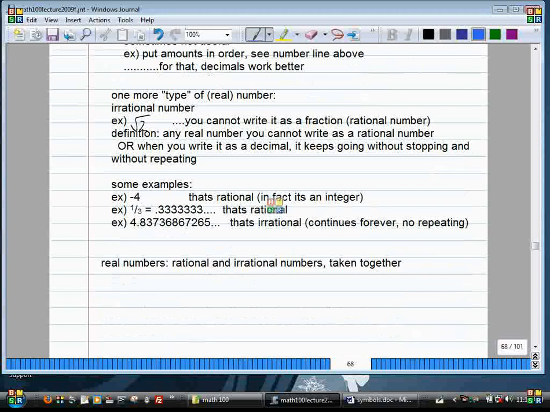Let me just put in a comment right now. Irrational numbers are kind of hard to get a handle on, because we don't really work with them in that many contexts. We certainly don't work with irrational numbers in everyday life. You never say, oh, I got square root of 2 worth of change today. That doesn't make any sense.